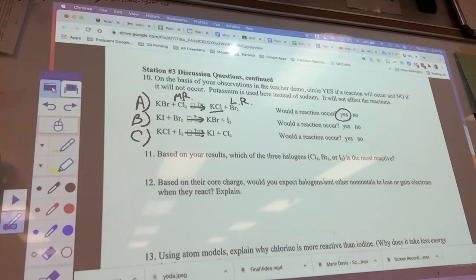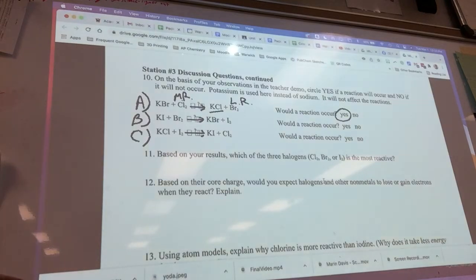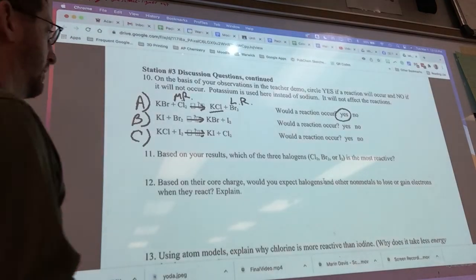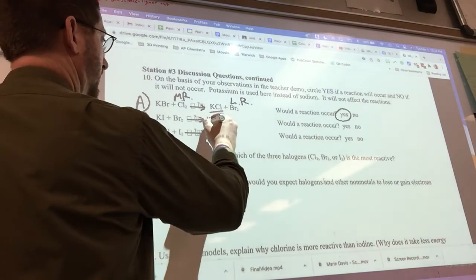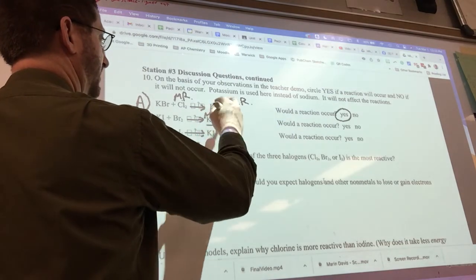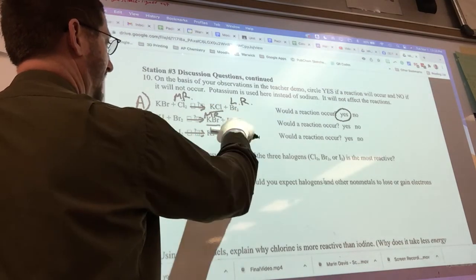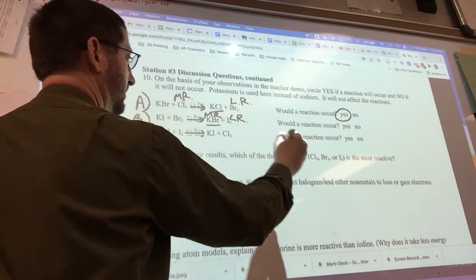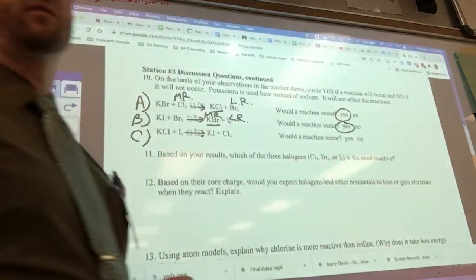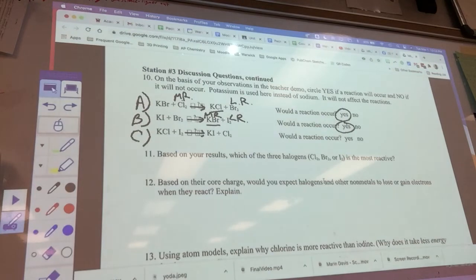Group 7, tell me about the second reaction, or letter B up here. The bromine would want to be with the potassium and the iodine would want... Right. Because bromine is more reactive, and iodine wants to get by itself because it's less reactive. So yes, that reaction will have to proceed. And back to group 1, what about letter C?